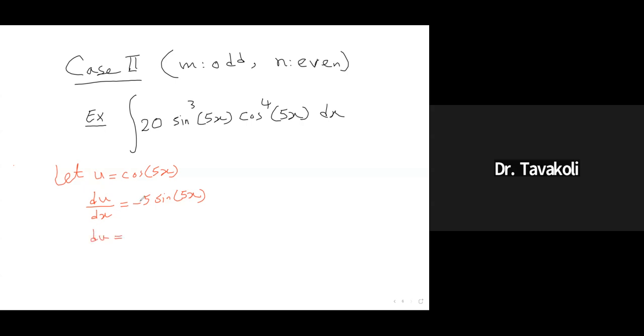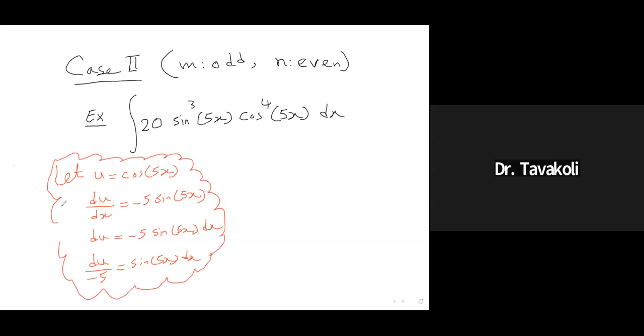du is going to be minus 5 sine of 5x dx. When we do this example, we see that we will have sine of 5x dx. So let's also divide both sides by -5. So du over -5 is going to be sine of 5x dx. So this is the substitution that we use for this example.